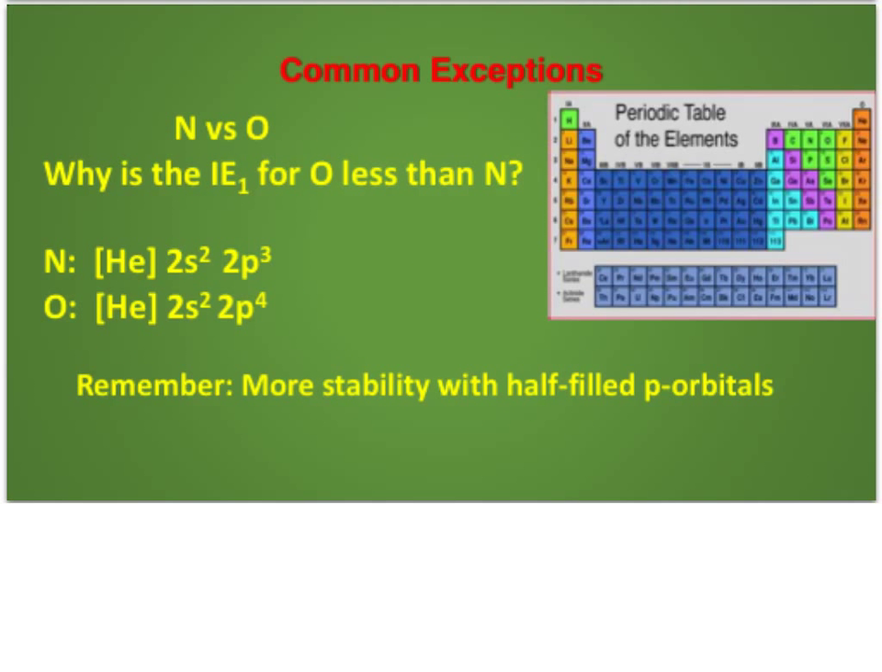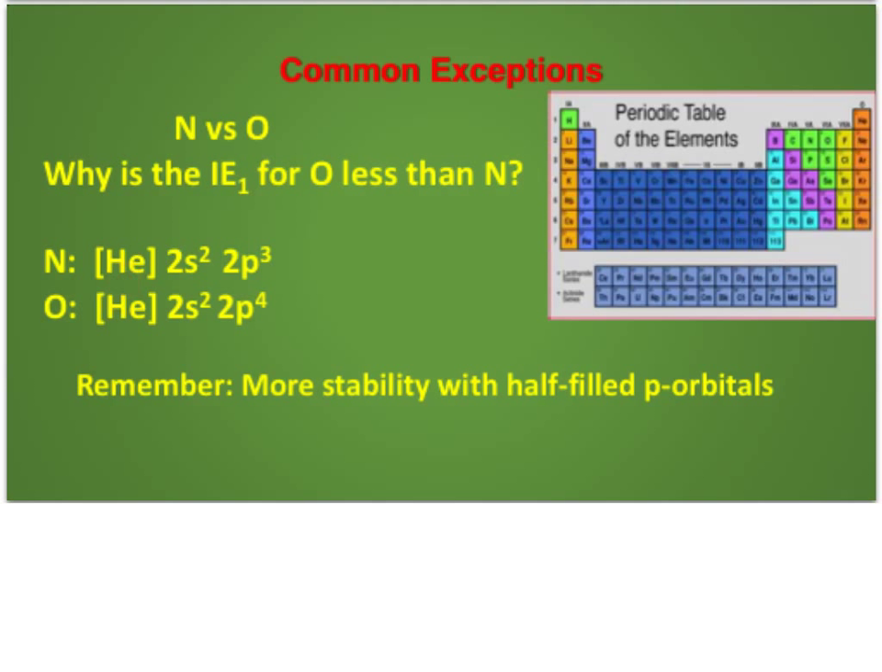Let's look at nitrogen and oxygen now. It should be easier to remove an electron from nitrogen than from oxygen, but again, it isn't. Again, to determine why, we have to look at the electronic configuration.